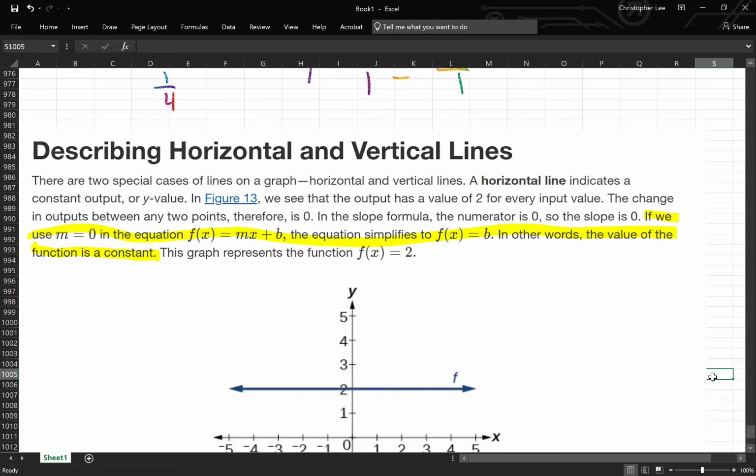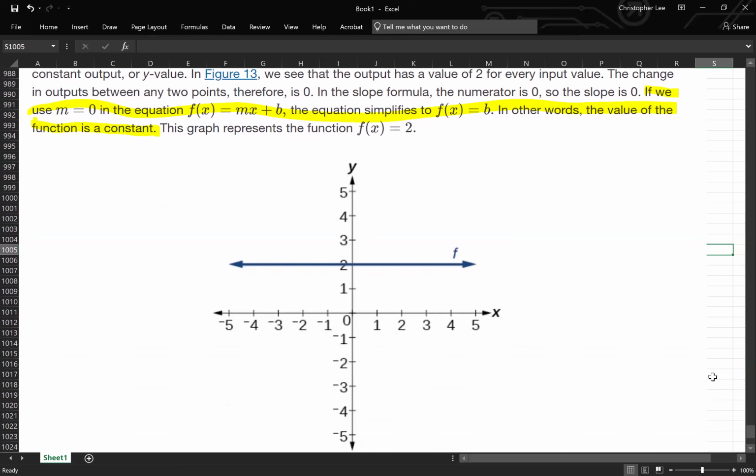The change in output between any two points therefore is 0. In the slope formula, the numerator is 0, and so the slope is 0. If we use m equals 0 in the equation f of x equals mx plus b, the equation simplifies to f of x equals b. In other words, the value of the function is constant, right? So this graph represents f of x equals 2.